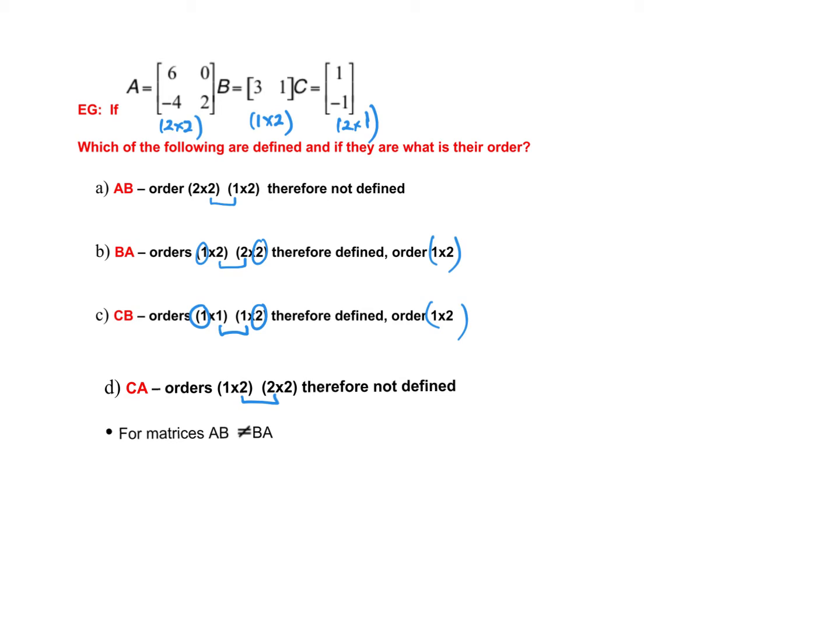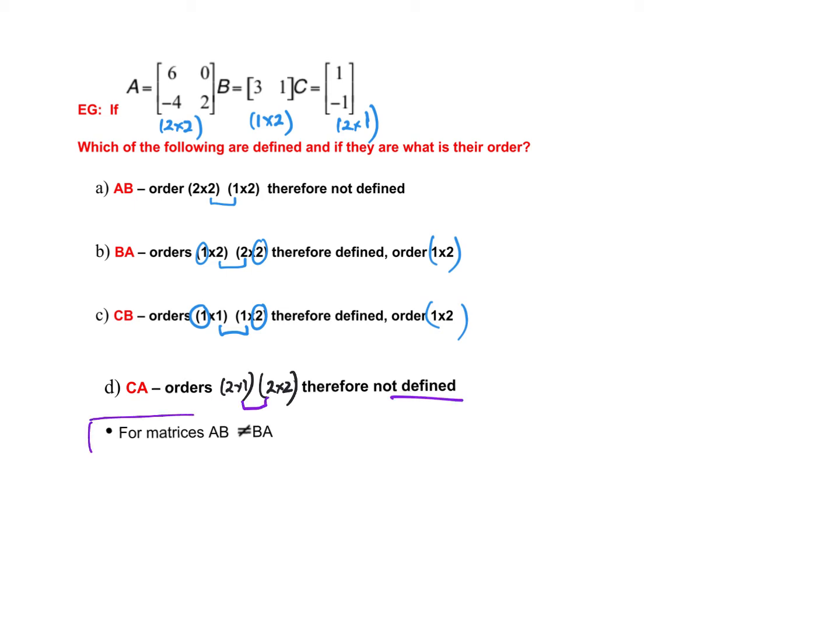Oh, 2 by 1, sorry. We wrote this wrong, didn't we? So let's just fix that up. So C is actually a 2 by 1. A is a 2 by 2. So they're not defined. That's where it's saying it's not defined, okay?